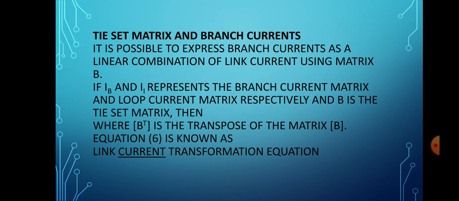Tie-set matrix and branch currents. It is possible to express branch currents as a linear combination of link currents using matrix B. If IB and IL represent the branch current matrix and loop current matrix respectively and B is the tie-set matrix, then IB equals B transpose IL, where B power T is the transpose of the matrix B. Equation 6 is known as the link current transformation equation.